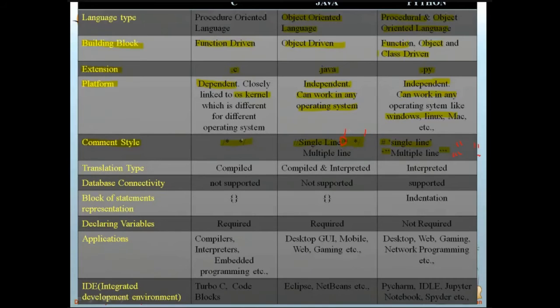Okay, so when I speak about commenting in C language, put a bar, star, and then write your comment in between, and then end your comment with star and again bar. Same way with Java. And coming to translation type.